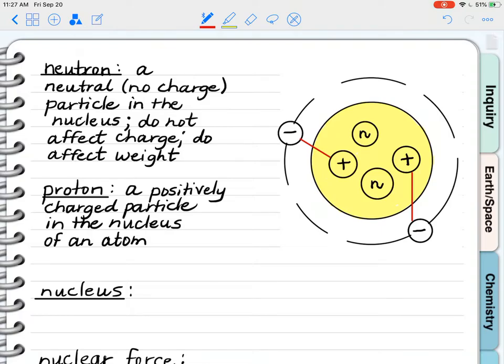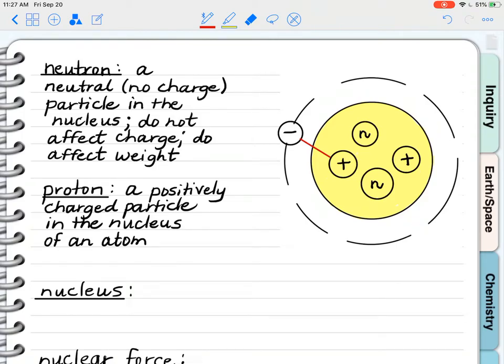You remember neutrons have no charge, so they don't affect this charge. This is called a stable atom because you've got a positive for every negative. There is a partner for each plus and for each minus. What if you were to see this picture?